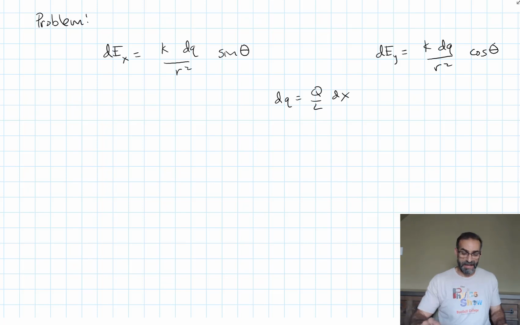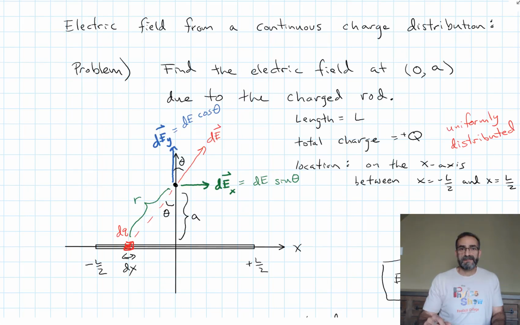Let's get back to our problem. This is where we left off. We figured out that dq was Q over L times dx. So we're going to plug that in, and we're going to go through and solve for the x component of the electric field and for the y component of the electric field. But before we do that, let's look at the problem again. Maybe we already know one of the answers. Do we know one of the components of the electric field already?